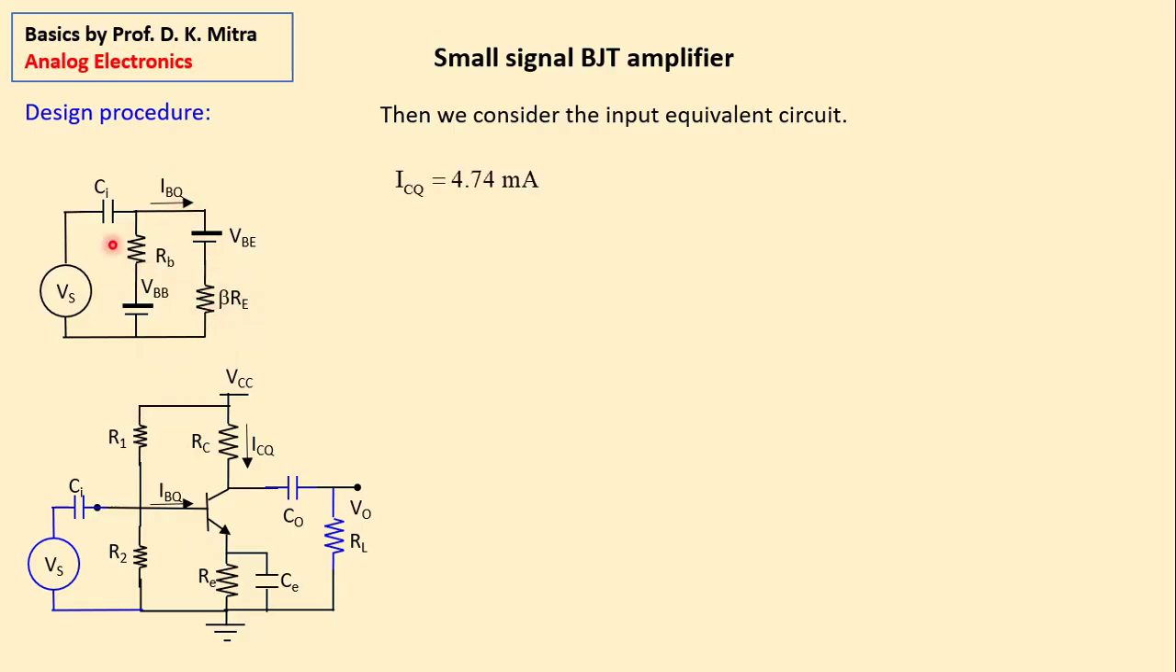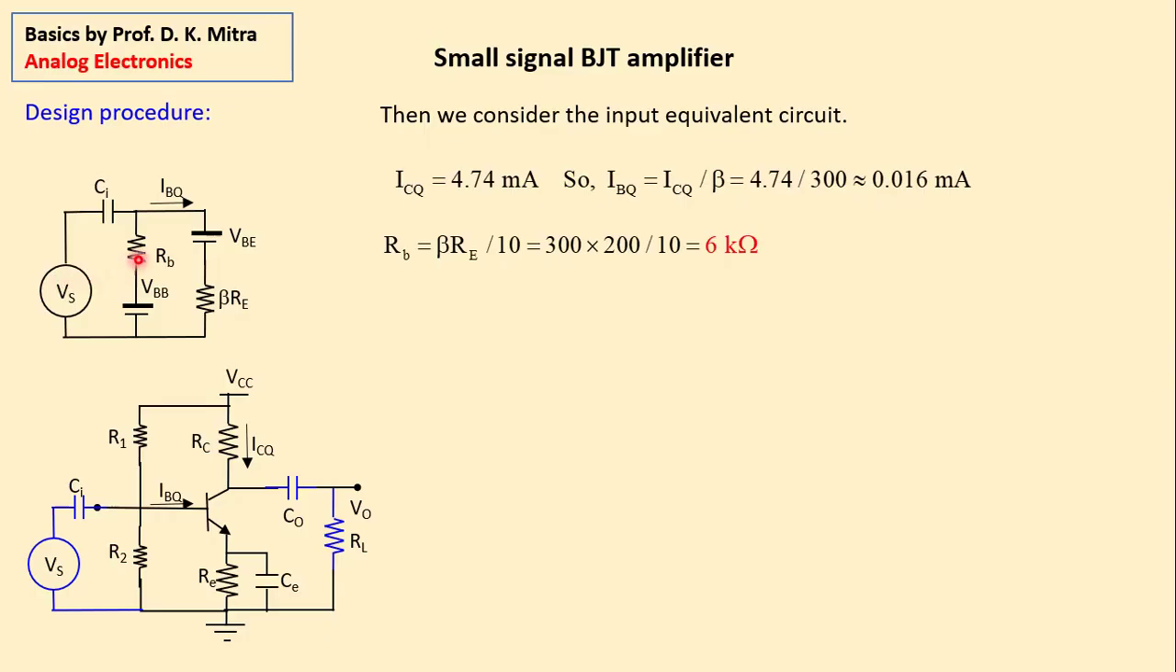With this equivalent input circuit, I have earlier found ICQ is 4.74 milliamps. So what is IBQ? IBQ is ICQ by beta. Beta we have now 300. So IBQ is 0.016 milliampere approximately. All calculations. Then what is the value of RB? RB also we have earlier learned should be beta RE by 10. So 300 into RE, which is 200 ohm, by 10 is 6 kilo ohm. So RB we got 6 kilo ohm.